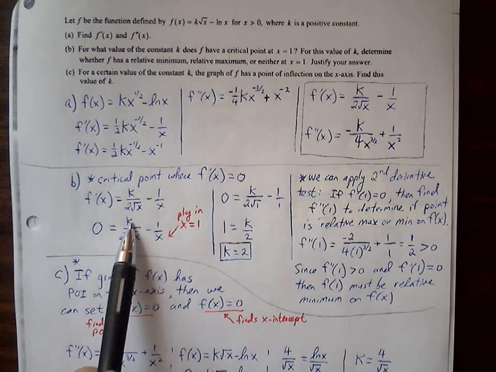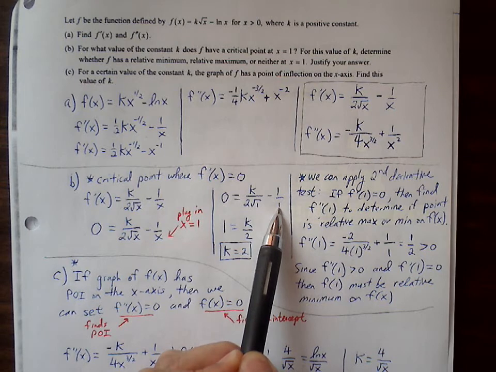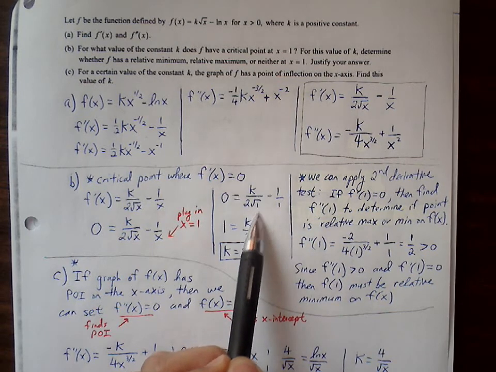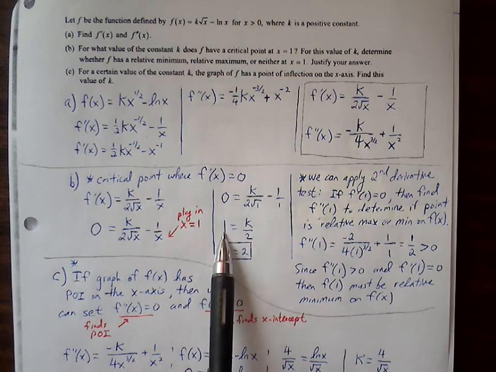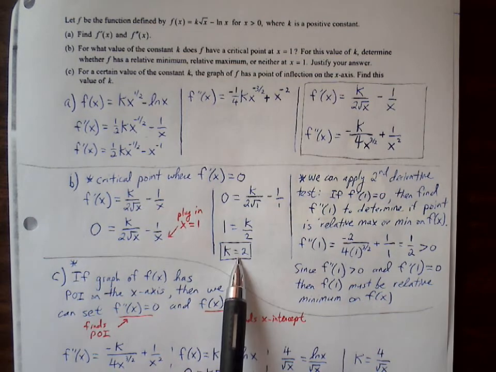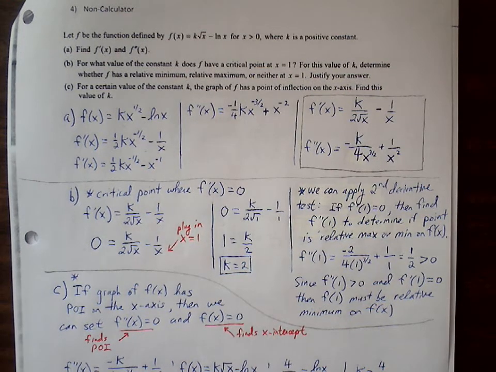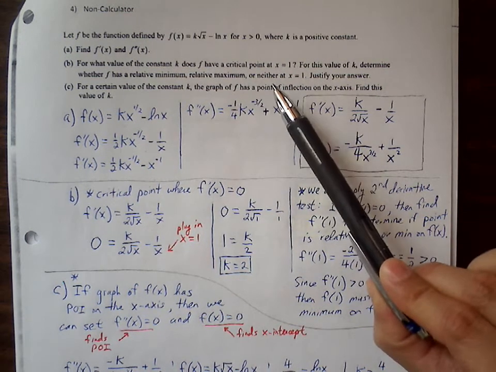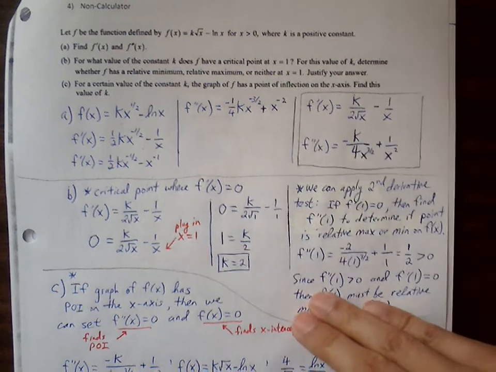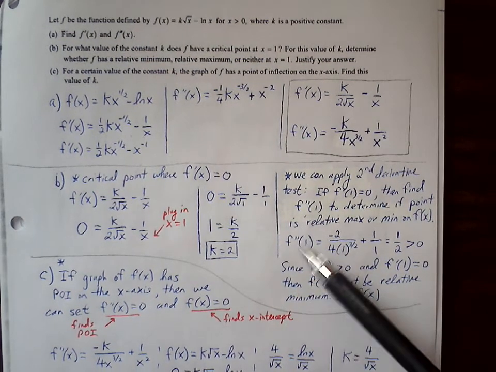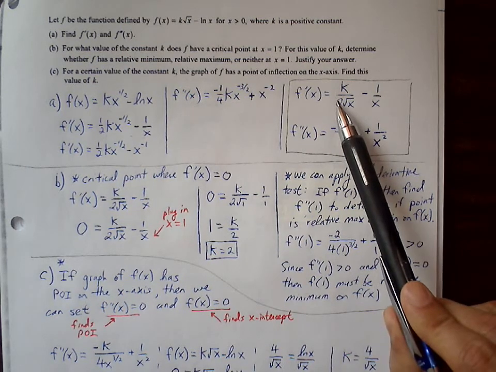So I have k over 2 minus 1 over 1. So k over 2 is equal to 1 over 1. I can bring that 2 over to the other side, cross multiply. I get k equals 2. Okay, so we have our k value. For this value of k, determine whether our function is a relative min, a relative max, or neither at x equals 1. So let's place 2 back into f prime.